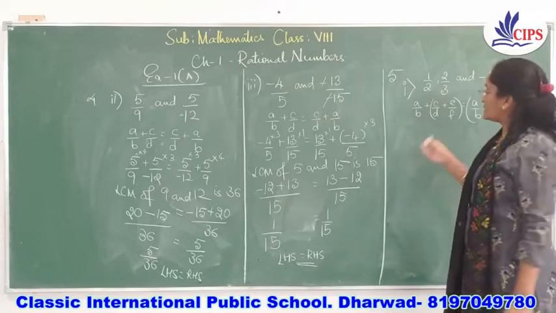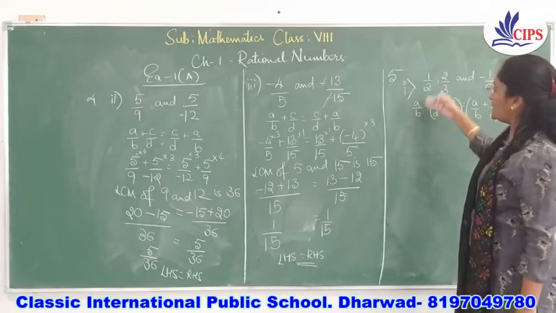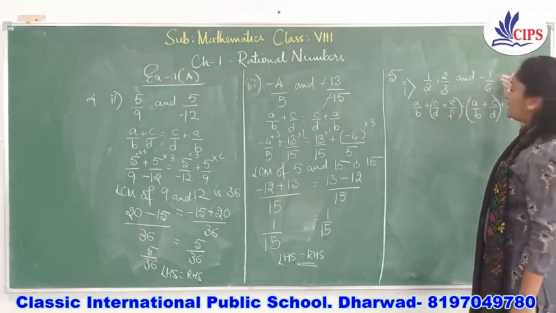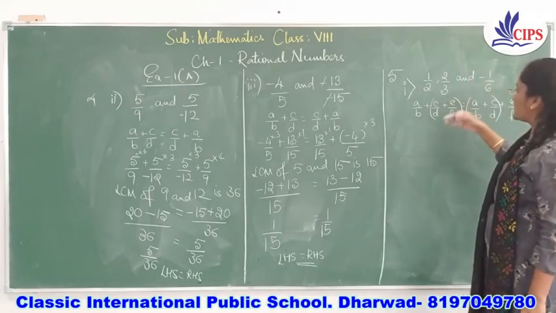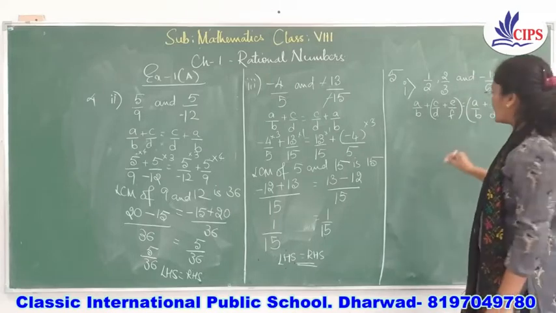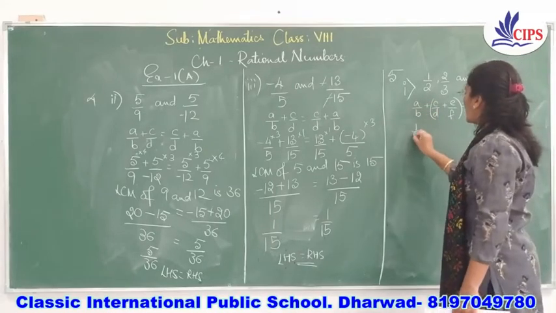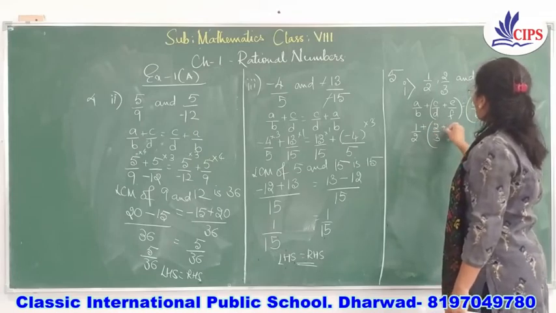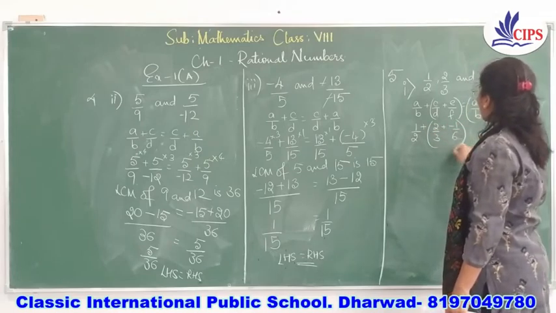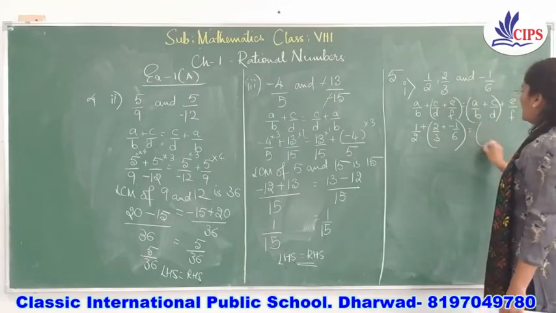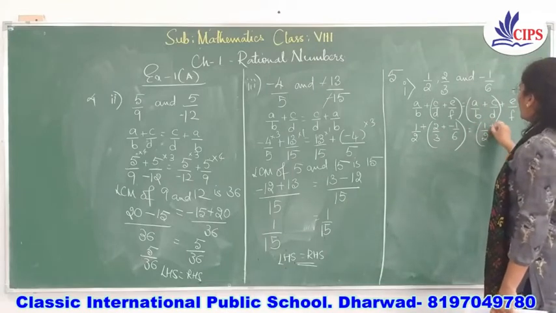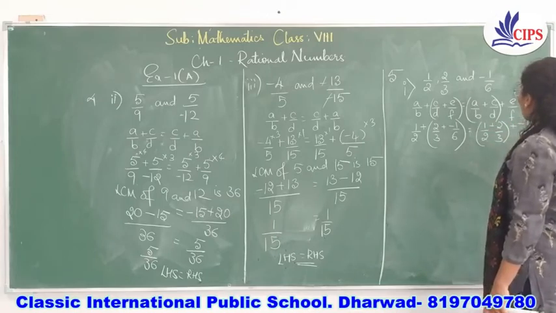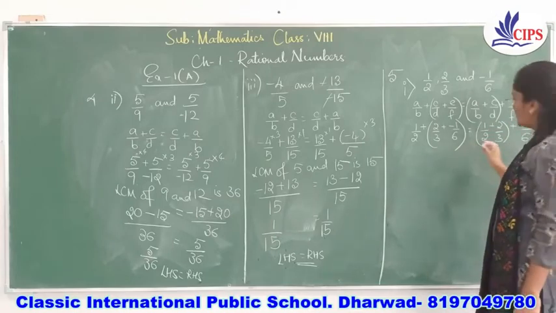Okay. Now we'll substitute the values. Here a/b I'll take as 1/2, c/d I'll take as 2/3 and e/f I'll take as minus 1/6. Now we'll substitute all the 3 values into the brackets. I'll write 1/2 + (2/3 + (-1/6)), then (1/2 + 2/3) + (-1/6). Okay, now I have substituted the values.